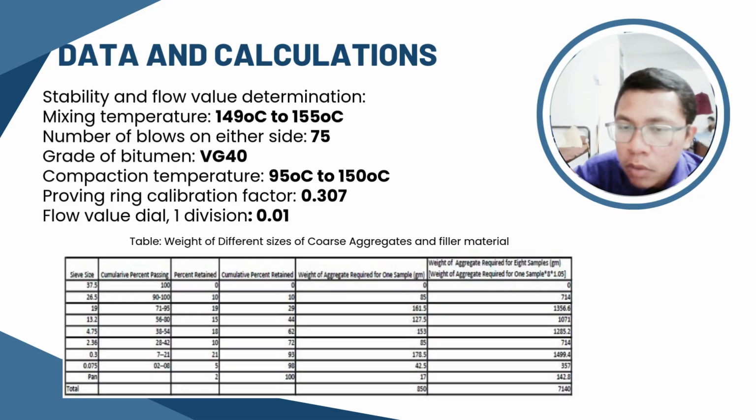The table also includes two columns detailing the weight of aggregate required for one sample and the weight of aggregate required for 8 samples, providing the mass in grams of each aggregate size needed for a single test specimen and a batch of 8 specimens respectively. The total weight of aggregate for one sample sums to 815 grams, and for 8 samples it totals 7,114 grams, indicating the overall quantity of aggregate used in the test setup.